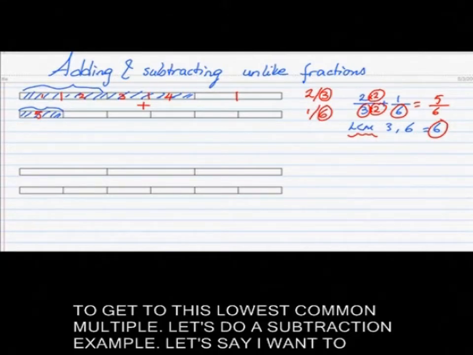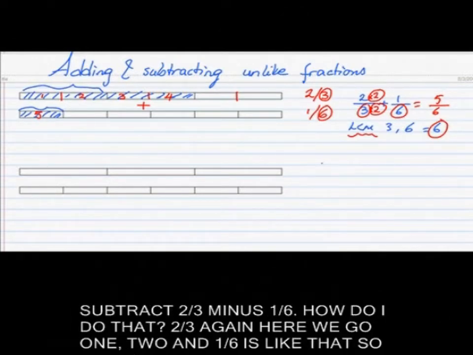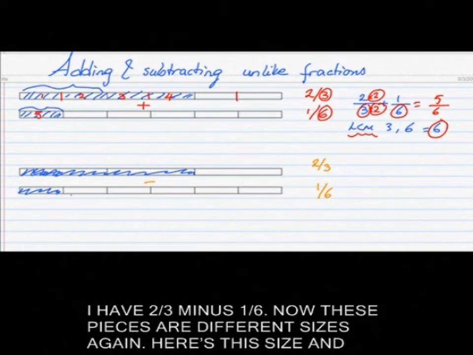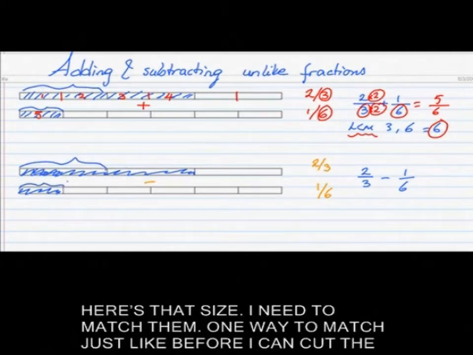Let's do a subtraction example. Let's say I want to subtract 2/3 minus 1/6. How do I do that? 2/3 again. Here we go, 1, 2. And 1/6 is like that. So I have 2/3 minus 1/6. Now these pieces are different sizes again. Here's this size and here's that size. I need to match them.